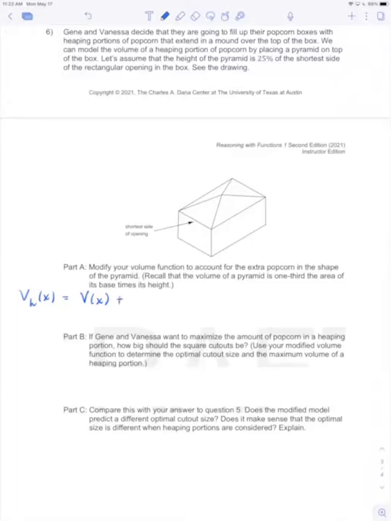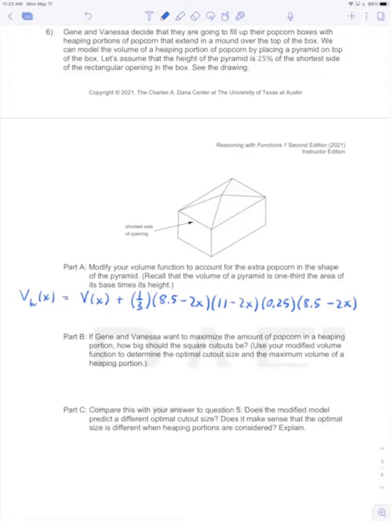plus, recall the volume of a pyramid is 1/3 the area of its base times height. So let's multiply 1/3 times (8.5 minus 2x) times (11 minus 2x), and it's 25%, so we're going to write that as a decimal, 0.25, times (8.5 minus 2x). There we go.